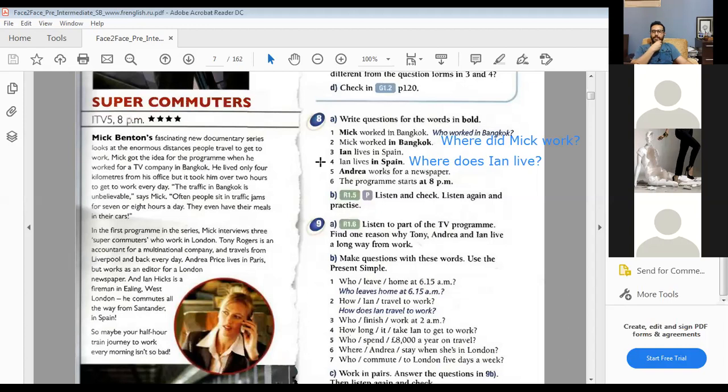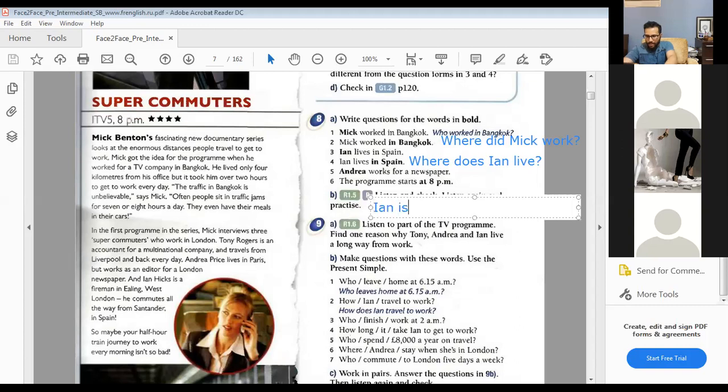Is it continuous? Correct, it's continuous. But what's the difference in meaning? Is there a difference in meaning or is it the same meaning? If I say Ian lives in Spain or if I say Ian is living in Spain. Let's write it.